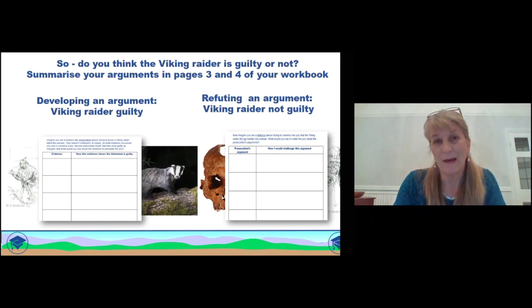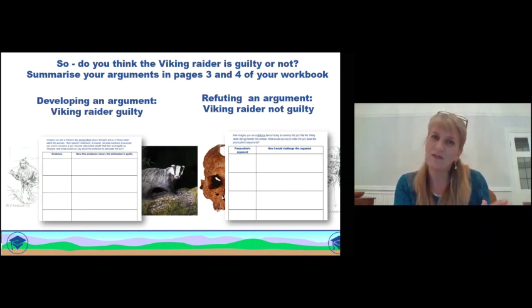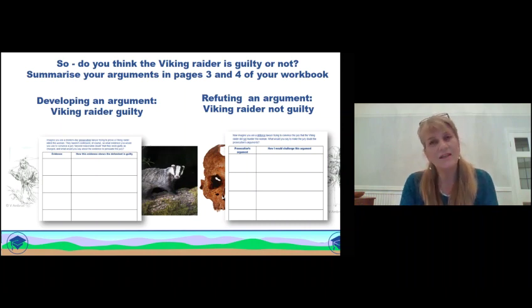Have a think about these two arguments. When you've had a chance to work through them, discuss them with each other. Some of you taking the argument to persuade the others that the Viking is guilty, others trying to put the case that they might not have been.